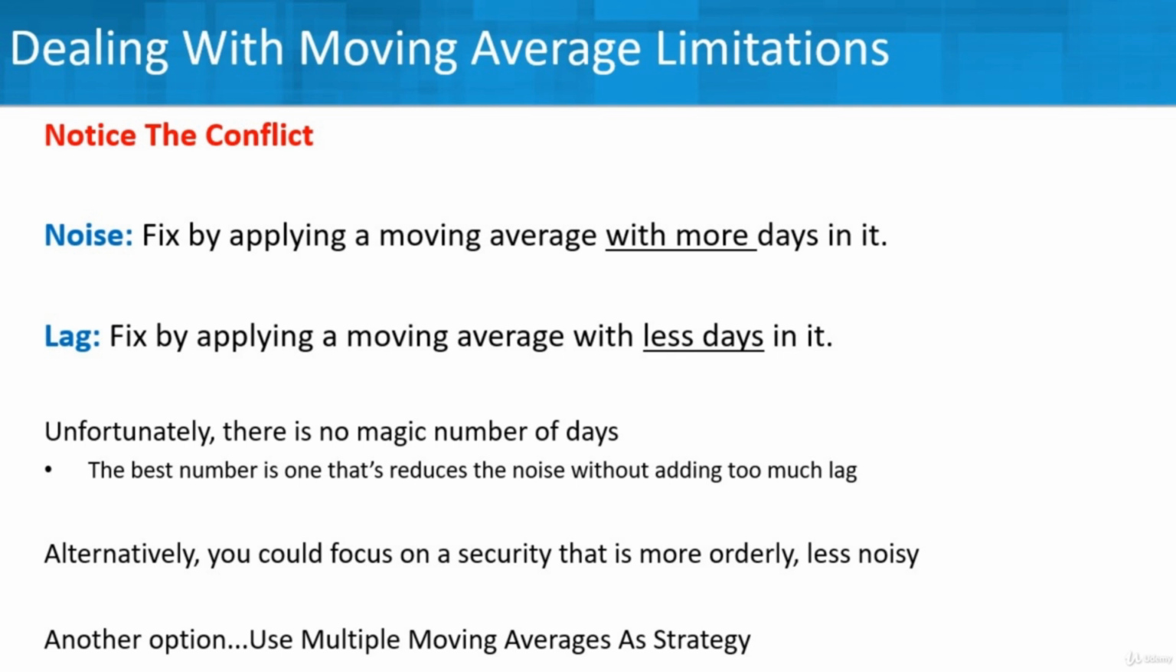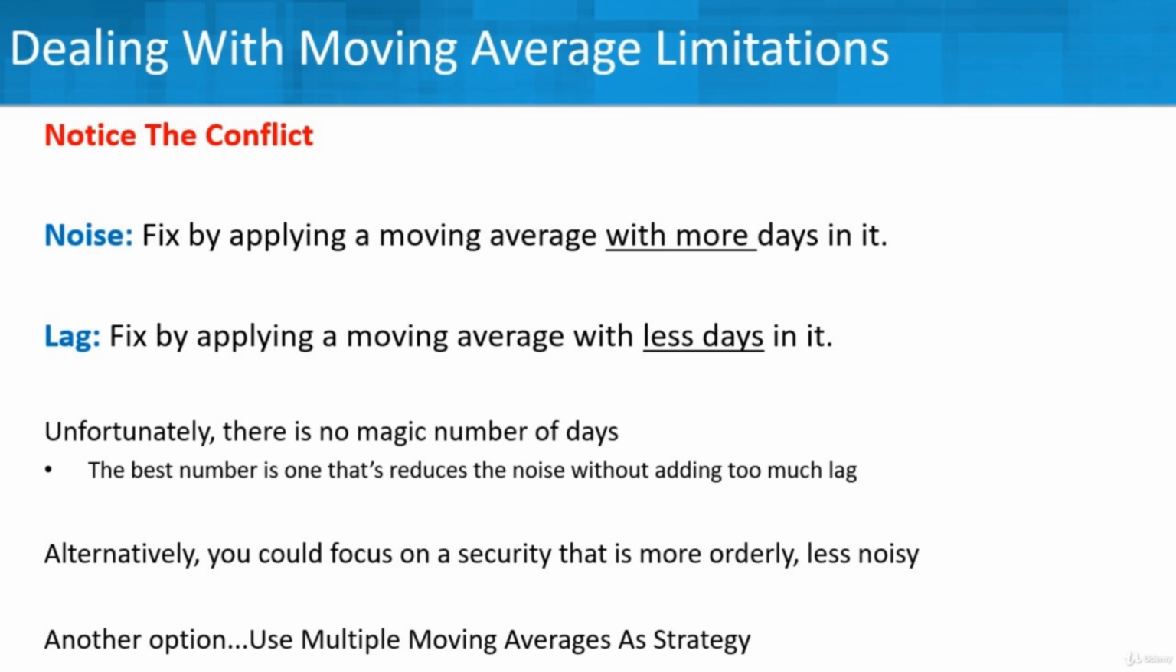But you can see there's a yin and yang here. By giving up one, you're getting more of another. So unfortunately, there's no magic number of days. I wish there was a magic number. I would say, well, the best number to reduce noise and lag at the same time is this number of days or number of periods, depending, it could be hours or minutes, let's say if you're a day trader. So there is no actual perfect one. Some might work better than others, but there's no perfect one. You just have to adjust and understand noise and lag.